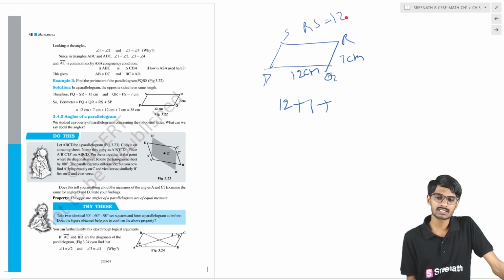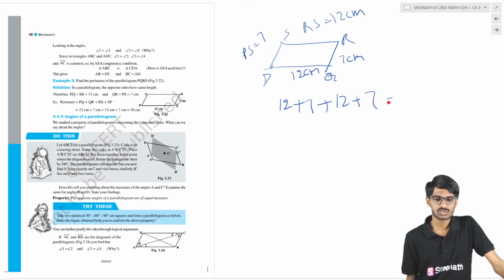RS is equal to 12 centimeters. Why, sir? In a parallelogram, opposite sides are equal. So this is the 12 side, so this is also 12. So again 12 plus, what is SP? PS is equal to 7. Why, sir? Opposite sides are parallel and equal in a parallelogram. So this is also 7. So what is the total value? That is 38 centimeters, students.